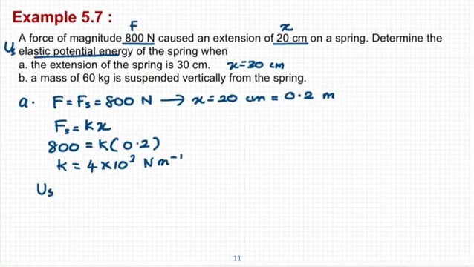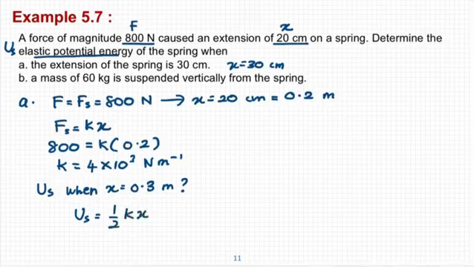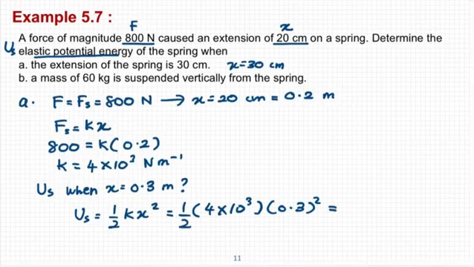So we want to find the Us when the extension is equal to 0.3 meter. To find Us, we use the formula half kx squared, where k is 4 times 10 to the power of 3 times the extension squared, and we will get 180 joule.